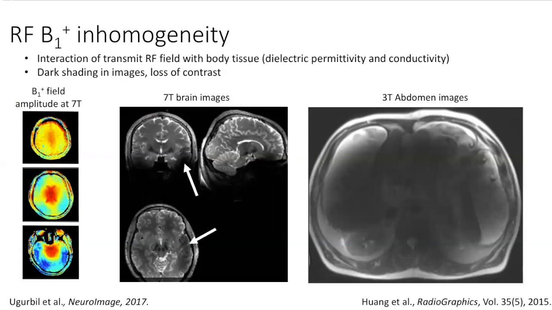And lastly, I think what you talked about earlier, this concept that you get this B1 inhomogeneity that occurs particularly at 7T. In the brain, you can see this central brightening artifact. You look at these B1 plus maps, you get artificially high signal due to constructive interference. And similarly, you can see this destructive interference that occurs at 3T in the abdomen.